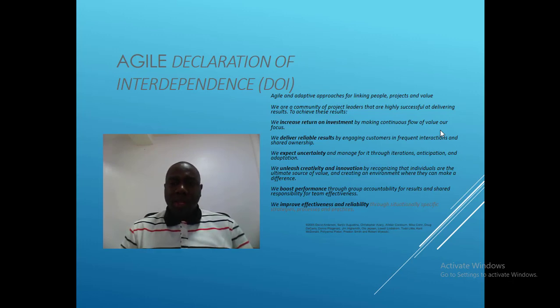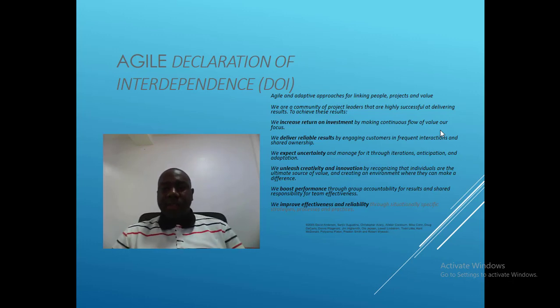So basically, this Declaration of Independence talks about Agile as an adaptive approach that aims to link people, link projects, and link value. There's a synergy between projects, people, and the value that is going to be created. So we are a community of project leaders that are highly successful at delivering results. To achieve this, we increase return on investment by making continuous flow of value our focus.